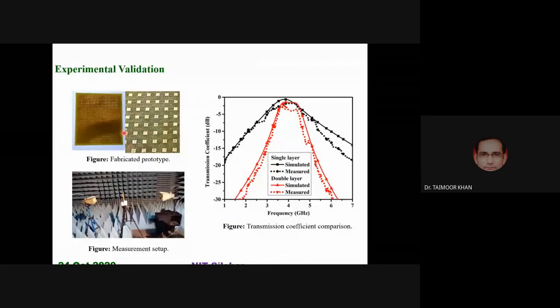Now come to this one. Here it is 12x12, a zoomed version of this one is placed here. The frequency selective surface is placed here, because originally it was in this form. This is the measurement setup. Then finally its performance, single layer and double layer.